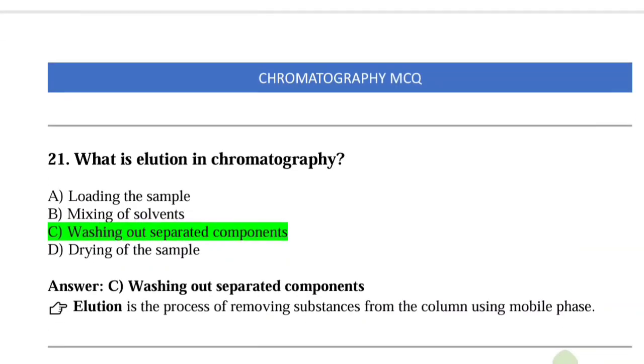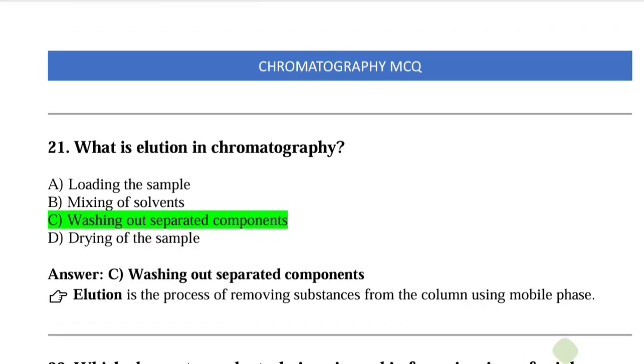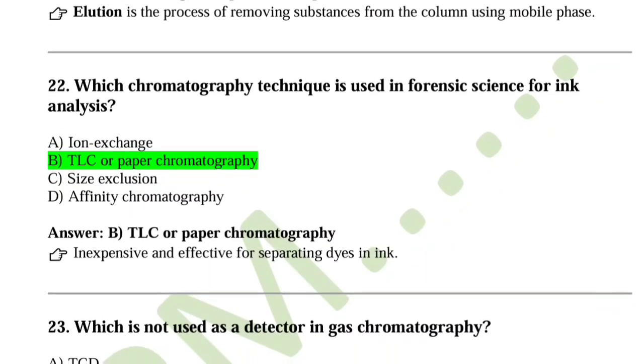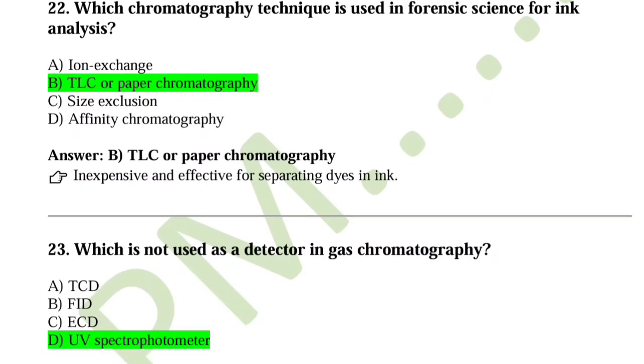Question number 21: what is elution in chromatography? Option C is correct: washing out separated components. Elution is a process of removing substances from the column by using the mobile phase. Question number 22: which chromatography technique is used in forensic science for ink analysis? TLC or paper chromatography is generally used because it is inexpensive and effective for separating dyes in ink.